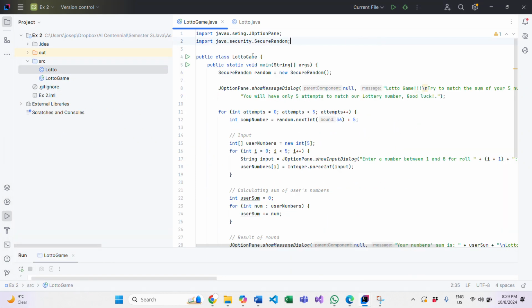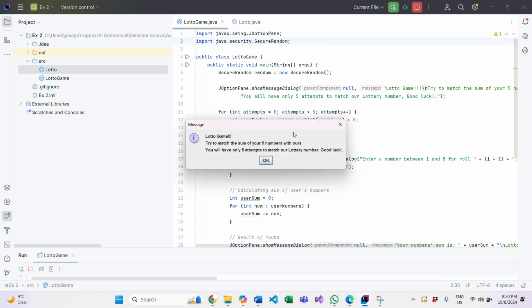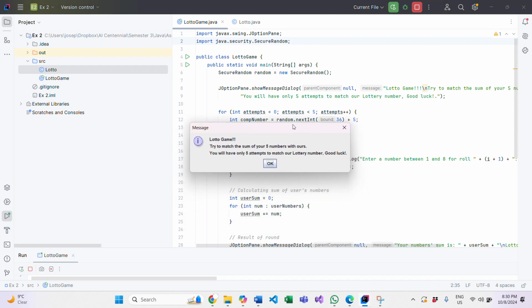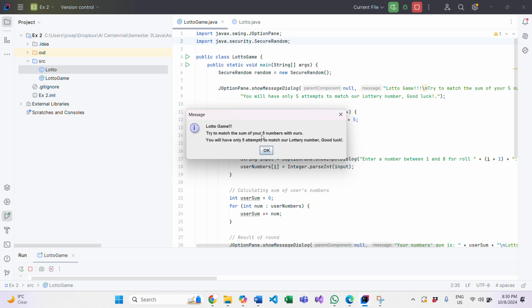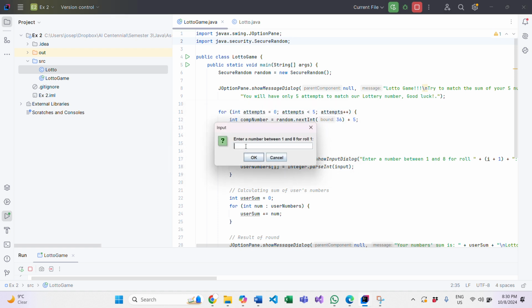And now the second is the Lodo. Let me just run the interface, the J option pane. So we have the Lodo game. It's about matching the sum of five numbers with the Lodo's numbers, or the computer's number. It's just five attempts, a number from one to eight. So I'm just going to go to five and then four. Just really random numbers from one to eight.